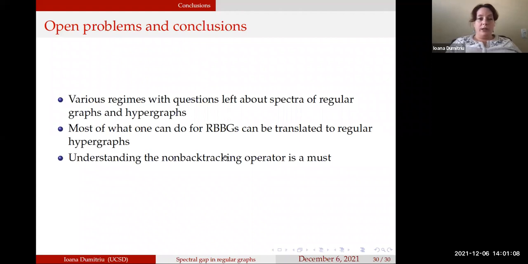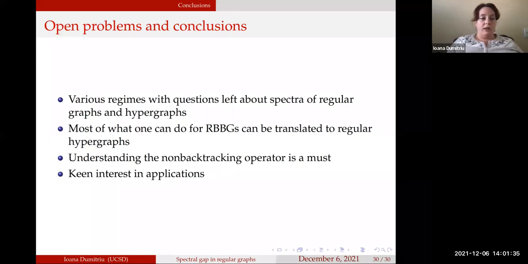The non-backtracking operator, which is a relatively new tool that's been used very successfully for a variety of models, both regular and non-regular, is really something that you need to learn about and master if you want to understand and prove spectral gap in such structures. And there's a keen interest in applications. So this is a good area to work in, especially if you're a more junior person, a postdoc or a graduate student. There are lots of problems that are open. Things are very technical, but like most techniques, you can learn them. So there's very fertile soil to be tilled here. And thank you very much for your attention.